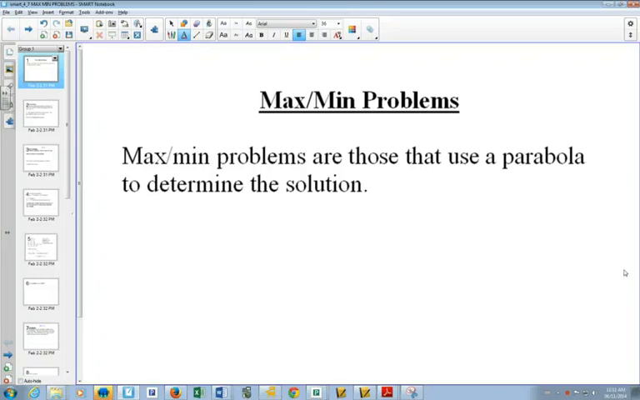Okay, so instead of section 4.7, the examples in 4.7 I didn't think worked as well as these ones that I've made. So we're going to do these examples. I'll still give you questions that you can do from section 4.7. And what we're going to look at today are max-min problems.